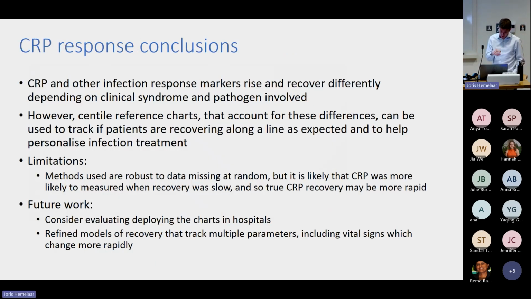So in terms of CRP response, this is potentially quite a useful approach for tracking whether people are responding as expected and for working out who we should change treatment in or look for other causes of infection. There is a limitation that CRP is not measured at random, and so it's more likely to be measured when people aren't recovering as expected. So actually probably true CRP recovery may be more rapid. And then I think we'd like to take this work forward by tracking multiple parameters simultaneously, particularly those that change more rapidly, maybe over hours, to try and see where treatment's working.